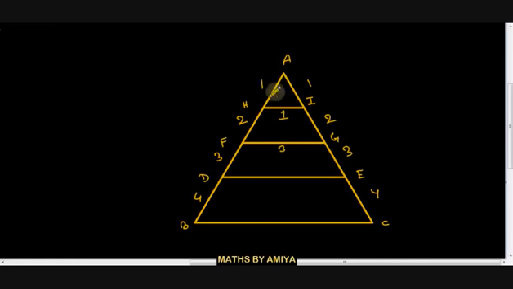For this, we are not going to apply similarity. We assume the top is 0, so 0 plus 1 is 1, so this base should be 1. 1 plus 2 is 3, that is the cumulative sum. 3 plus 3 is 6, so D should be 6. 6 plus 4 is 10. So if we have 1:2:3:4, the bases should be in the ratio of 1:3:6:10, the ratio of the cumulative sum.